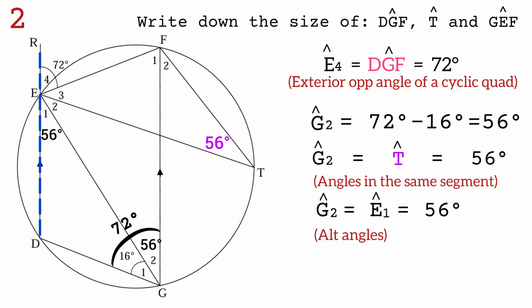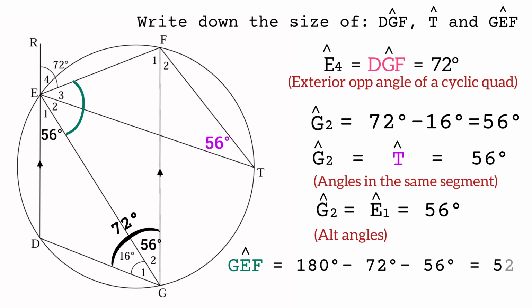This is a straight line. We know the size of angle E4, and we know the size of angle E1, and we also know that the angles in a straight line sum up to 180 degrees. So to find the size of this angle, which is angle GEF, we minus these two angles from 180 degrees. So 180 degrees minus 72 degrees minus 56 degrees will give us 52 degrees. So the size of angle GEF is 52 degrees.